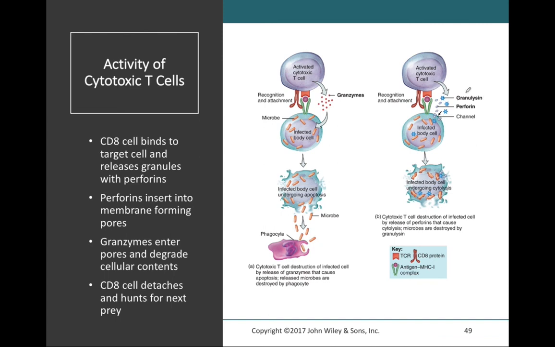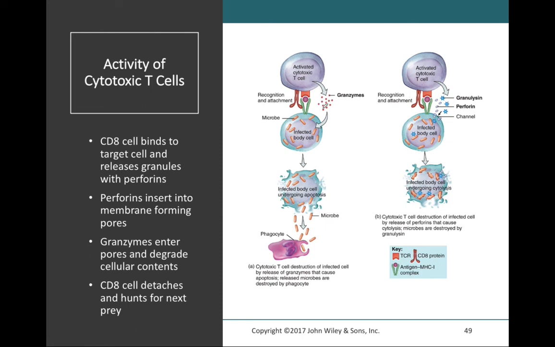Granulysin is often associated with perforin. Granulysin specifically will make its way through the pore that's been formed by the perforin and digest all of the inner components of the infected body cell. This destroys both the body cell and the microbes within it. This is one action of our cytotoxic T cells, but we also have granzymes that can be released at infected body cells also. Granzymes stimulate a process known as apoptosis, which is programmed cell death.